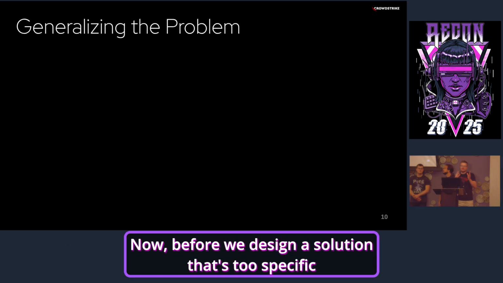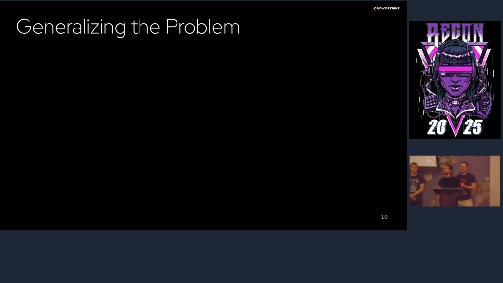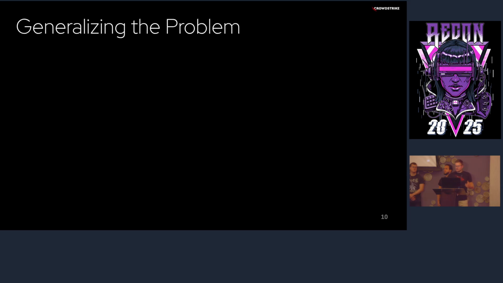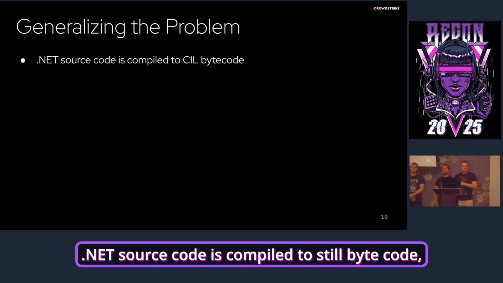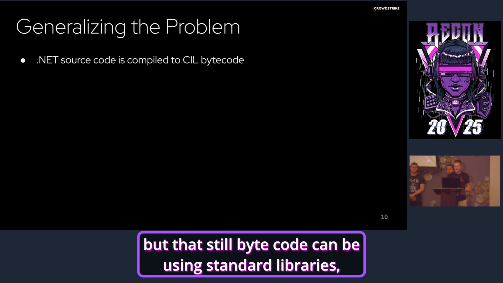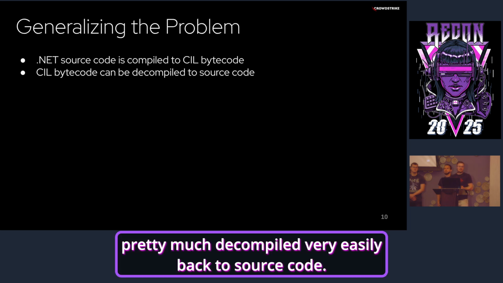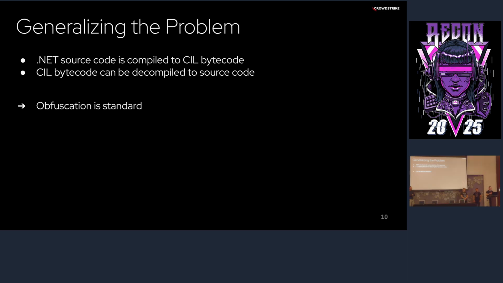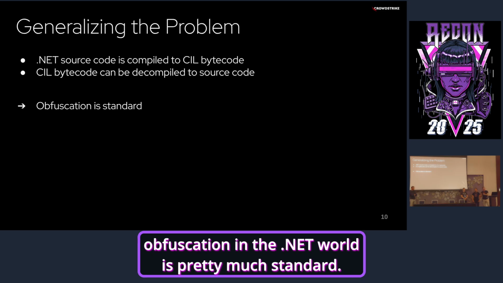Now, before we design a solution that's too specific to our stack check problem, let's take a step back and look at .NET obfuscation in general. .NET source code is compiled to SIL bytecode, but that SIL bytecode can be, using standard libraries, pretty much decompiled very easily back to source code. Now, because of that very reliable compilation step, obfuscation in the .NET world is pretty much standard.